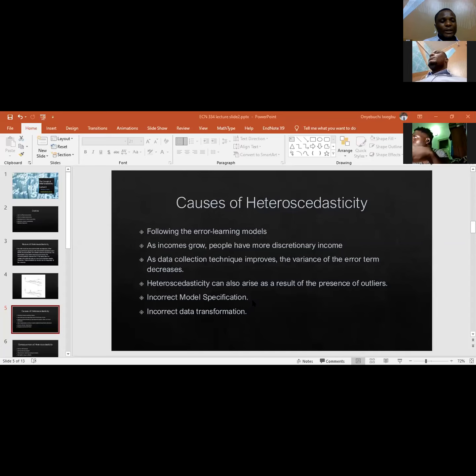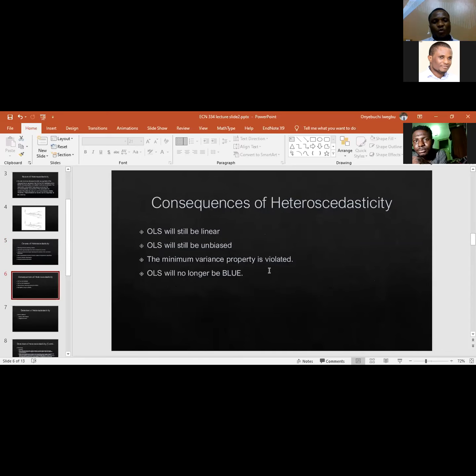All right. And the last one is incorrect data transformation. This is very relevant to people that try to estimate a model and are making efforts to transform their model. For example, your series is in the natural form, and instead of using your series in the natural form, you decided to log it. In an attempt to log it, what happens? Instead of logging it, you did not log it. And what did you now do? You used natural log, not the normal log, or you divided by 100. In an attempt to transform your data, you can commit error, and that makes your variance to be what? Larger.